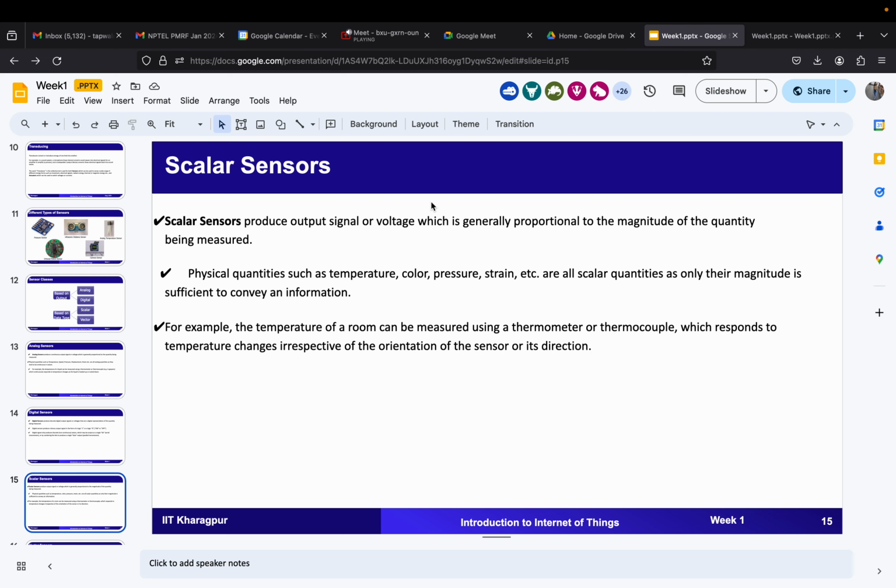Now based on data types, the first one is the scalar sensor. Scalar sensors are those sensors which produce output.